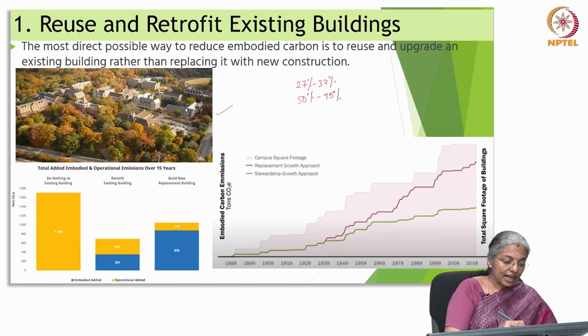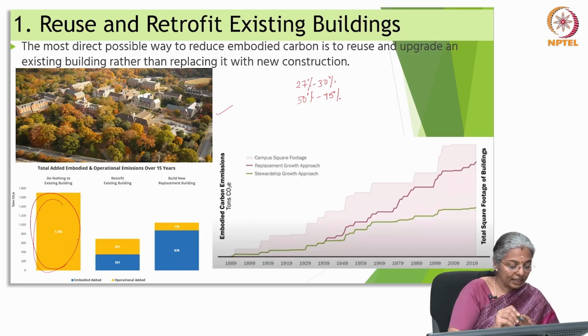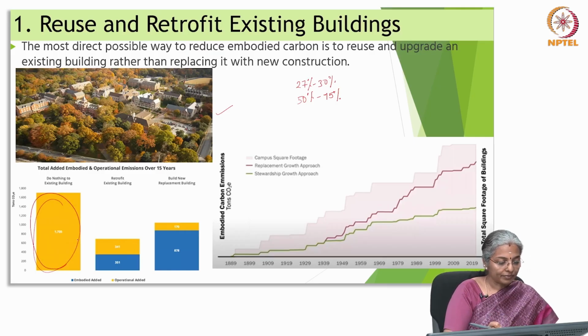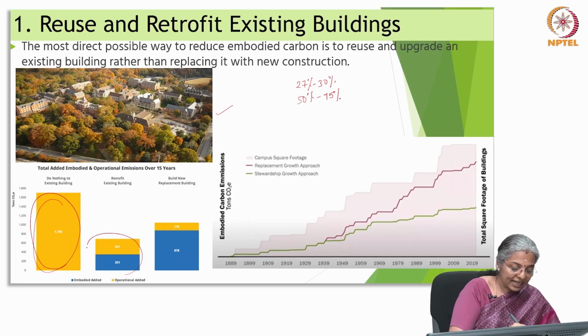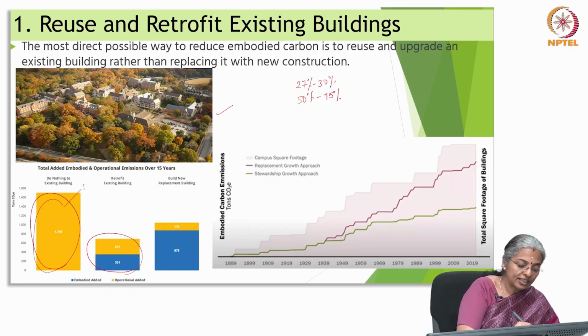So, if nothing is done to an existing building, do nothing to an existing building, what is going to happen? And if we retrofit an existing building, so when you do nothing to an existing building, you add 0% of embodied carbon. The blue color is embodied carbon.